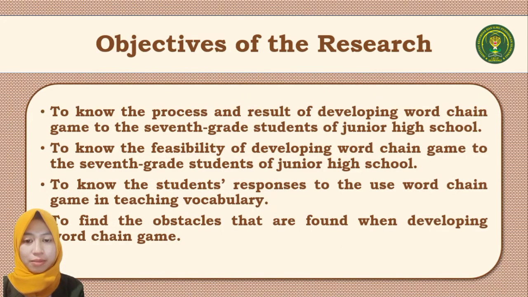Next slide is about objectives of the research. The first one is to know the process and result of developing word chain game to the 7th grade students of junior high school. The second one is to know the feasibility of developing word chain game to the 7th grade students of junior high school. The third one is to know the students' responses to the use of word chain game in teaching vocabulary. And the last one is to find the obstacles that are found when developing word chain game.